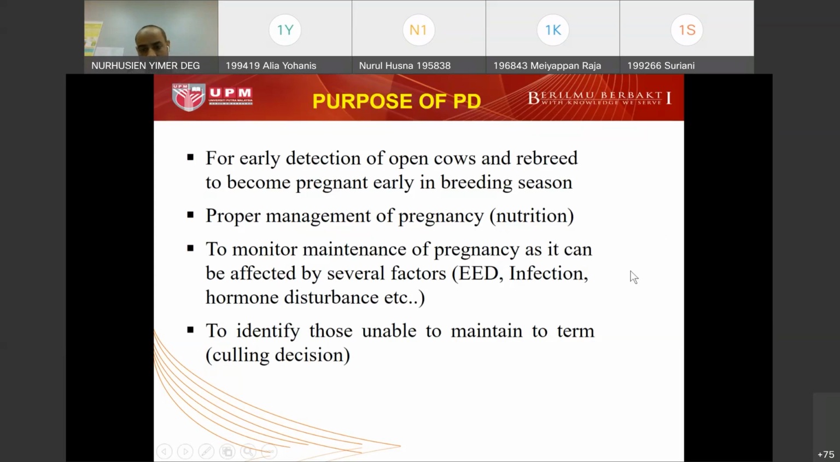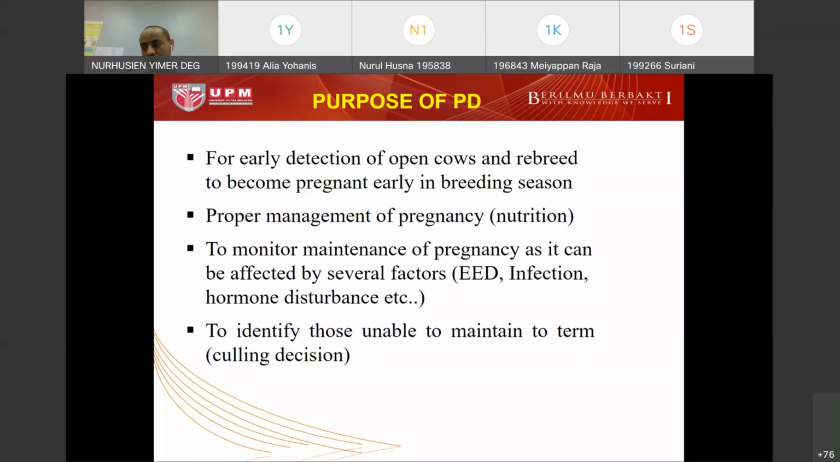So we don't need to waste time and also money for keeping an animal without being productive, without getting the animal pregnant. So that is one of the main purpose of having this pregnancy diagnosis in your reproductive management program. So the second important purpose is obviously to properly manage the pregnancy. So once you know that the animal is pregnant, then you need to prepare very well so that the pregnancy will be maintained until term in a proper way, all right?